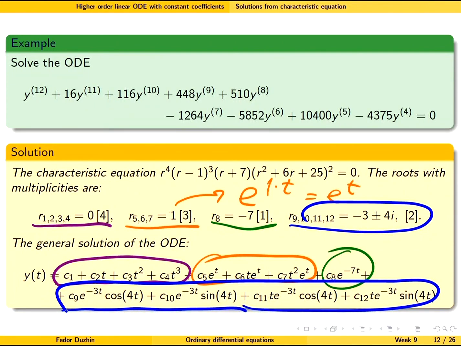So if the multiplicity were, say, I don't know, 6, then we should include t times this, t squared times this, t cubed times this, and so on, right? So up to t to the 5 times this, because in any case, the dimension of the solution space must be the same as the power, as the degree of the characteristic equation, right? So here the order of the differential equation and the degree of the characteristic equation is 12, so we must have 12 linearly independent solutions in the end.